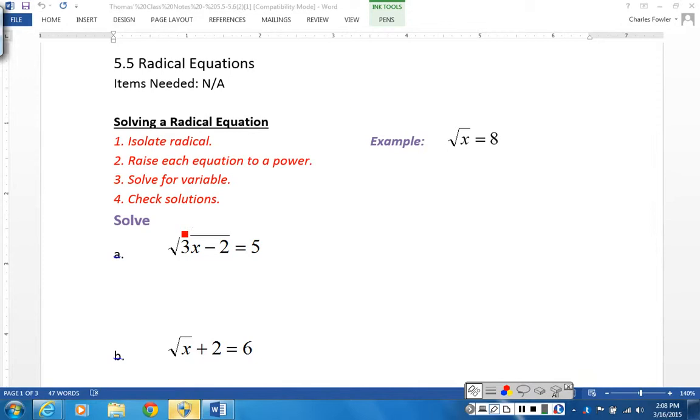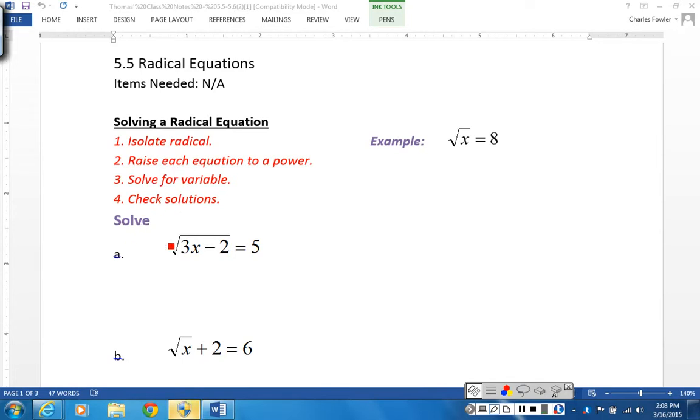Alright, let's move on to all of the steps. The first step, isolate the radical. Second step, raise each side of the equation to a power, and that will eliminate the radical. Then solve for the variable, and check solutions.